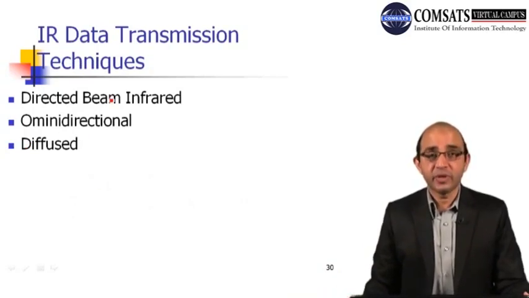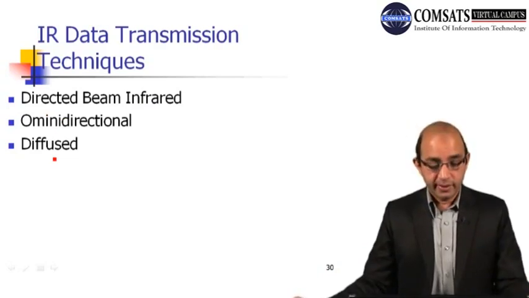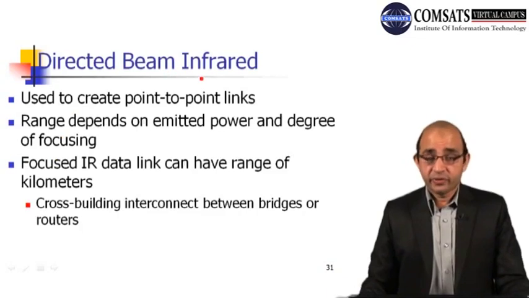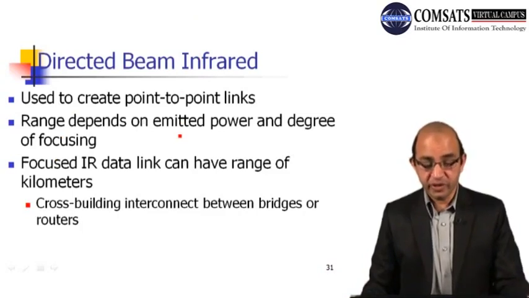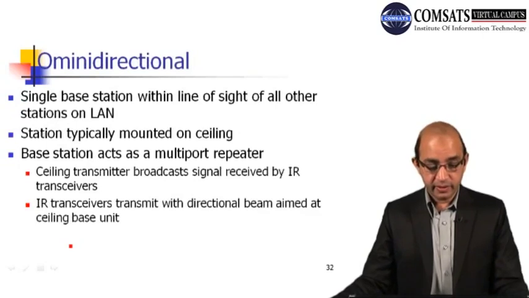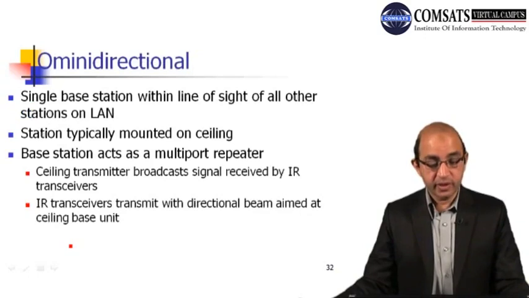So here are some of the techniques that are being used by infrared data transmission, right? Direct beam infrared, omnidirectional, and diffuse. For direct beam, you can think about the remote control, right? It is used to create a point-to-point link, so we should have line of sight communication. Range depends on emitted power, what is the power of emission, and the angle, right? A focused IR data link can have a range of kilometers, right? And cross-building interconnect between bridges or routers. So again, the data rate is on the higher side, right? If we have a focused infrared beam, we can access longer distances.